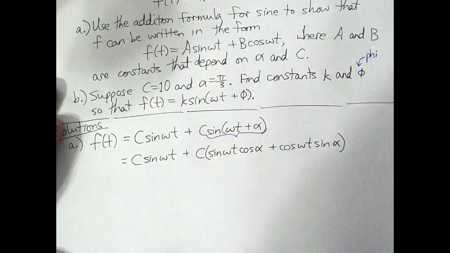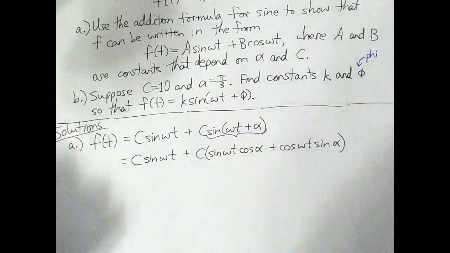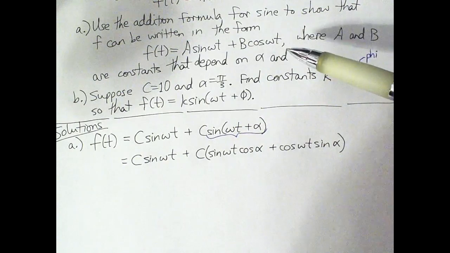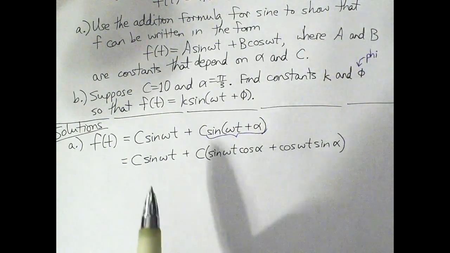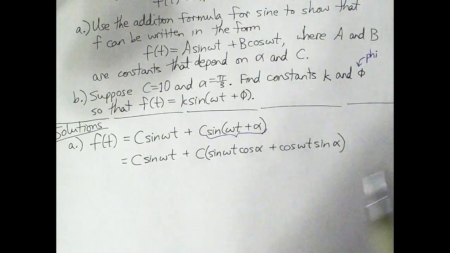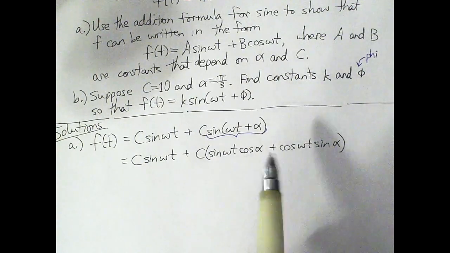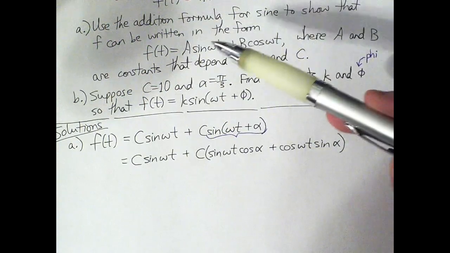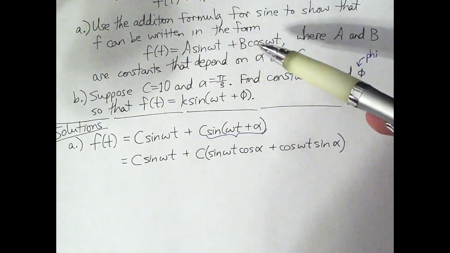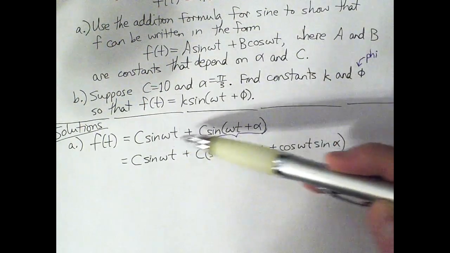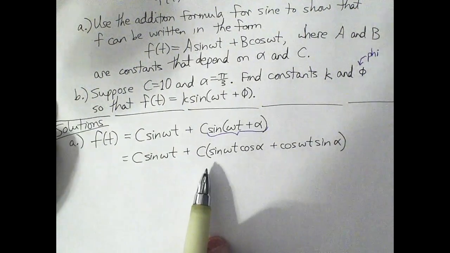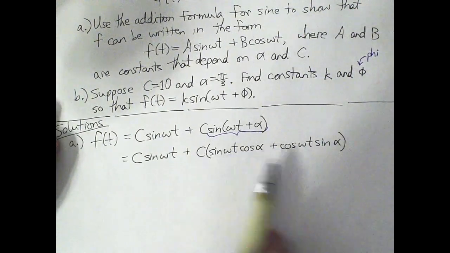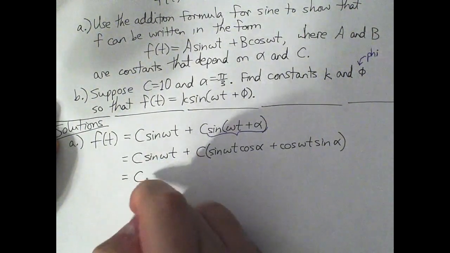At this point, let's remember, what are we trying to do? We're trying to show that f of t can be written in this form. Right now we have it in this form. I'm happy that cosine is showing up because it says that we're supposed to be able to write it in terms of sine and cosine. Originally, it only had sine, but now we have sine and cosine, so I think that's a little bit closer. I think we should distribute this c across the parentheses. That's my first idea.